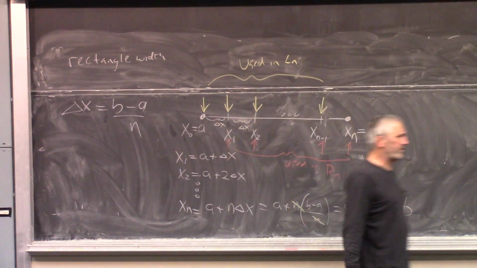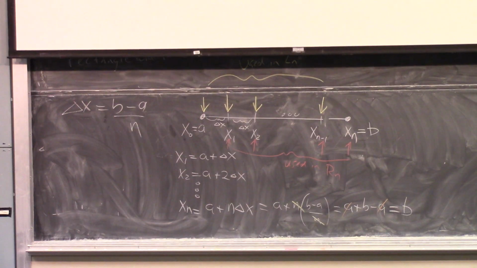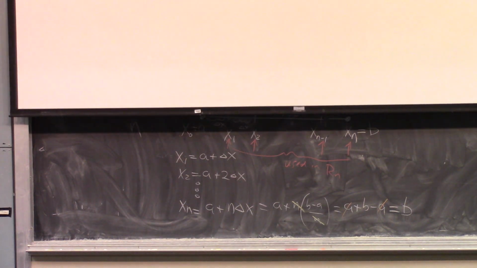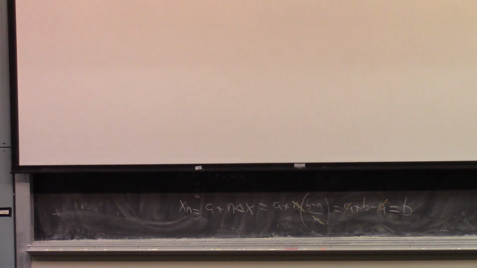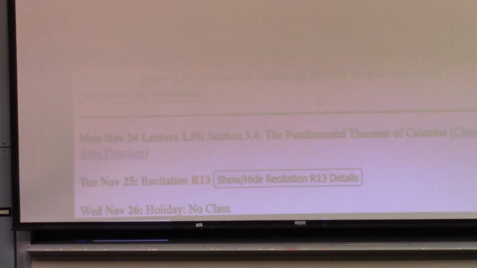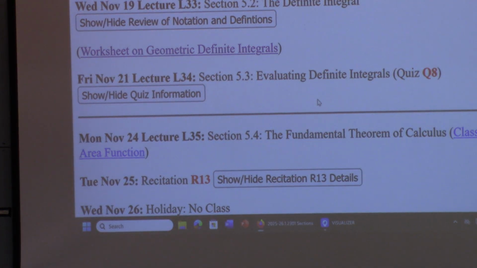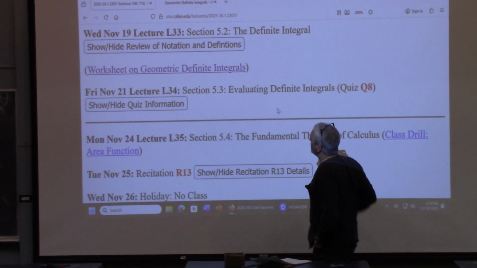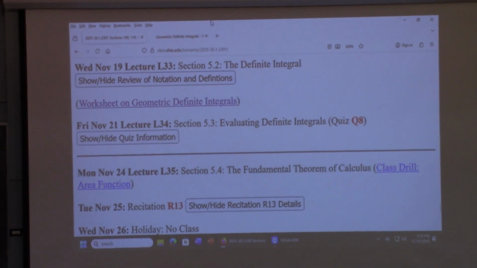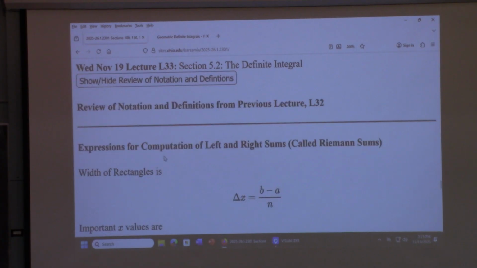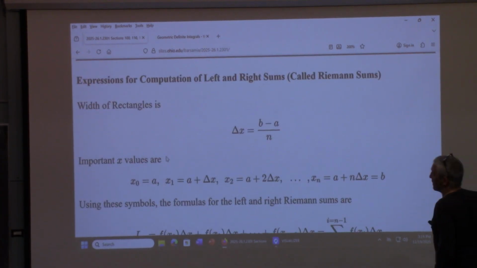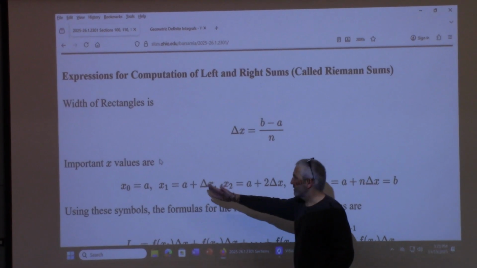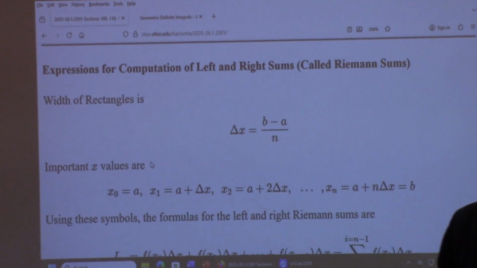I want to project the results from, again, this is all from Monday. This is all review. So on the web page for today, review of notation and definitions. So there's our definition of the rectangle width. Here's the list of important x values.